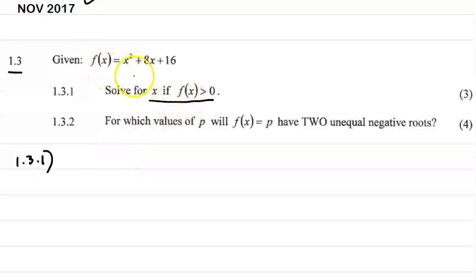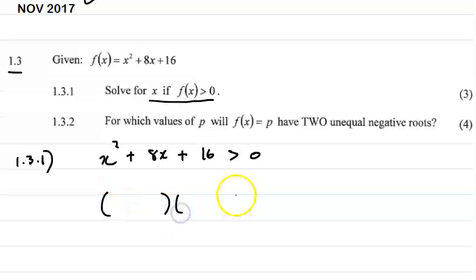Let's now substitute f(x). It will be greater than 0, and let's solve this quadratic inequality. So we'll have x² + 8x + 16 greater than 0. So let us factorize x² + 8x + 16. So what are we going to get here? Let's see. Factors of 16 that when multiplied together give us positive 16, and when added together give us plus 8. So therefore we'll have x and x there, and we'll have 4 and 4. So it's going to be plus 4 and plus 4.